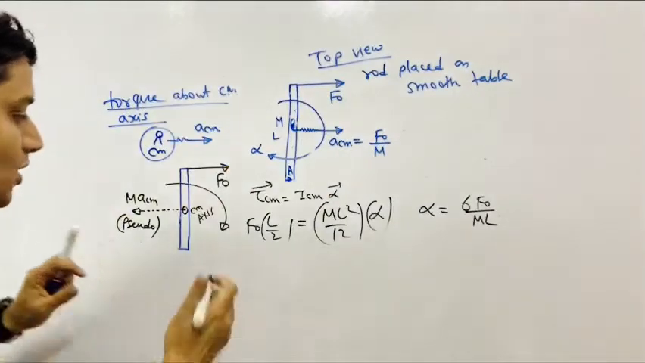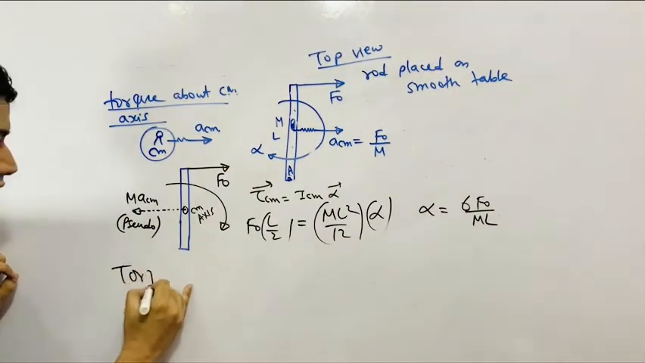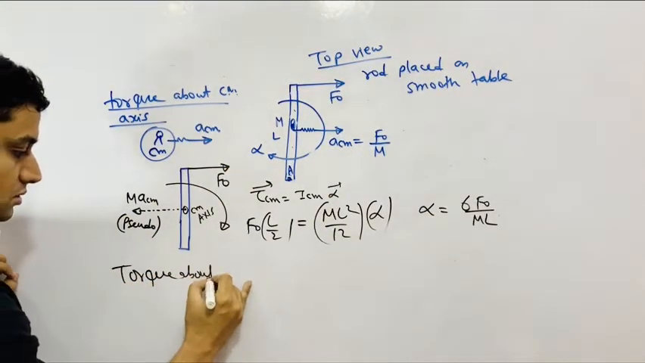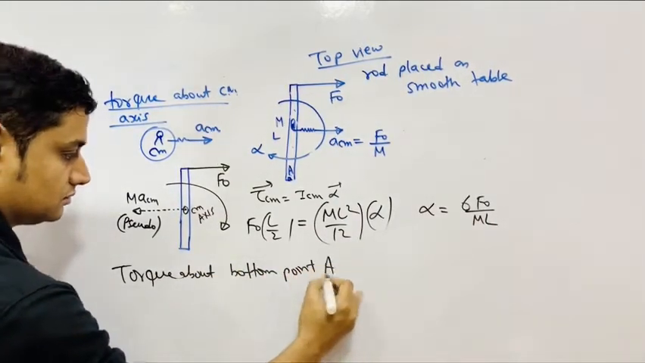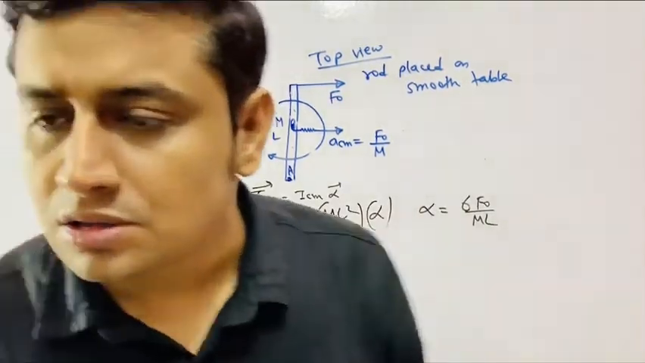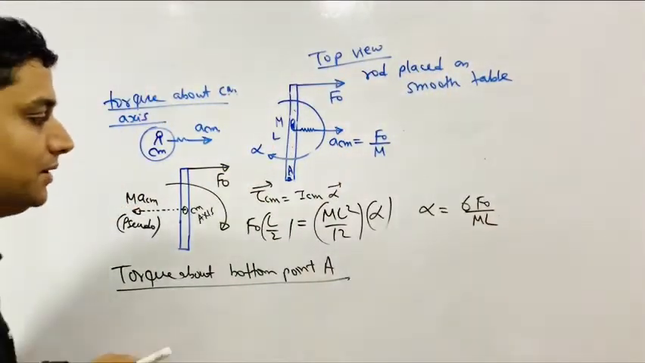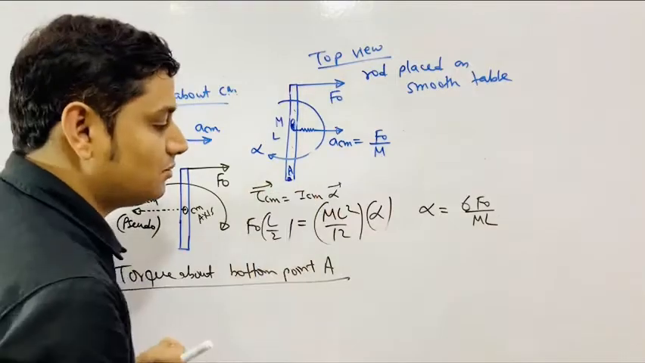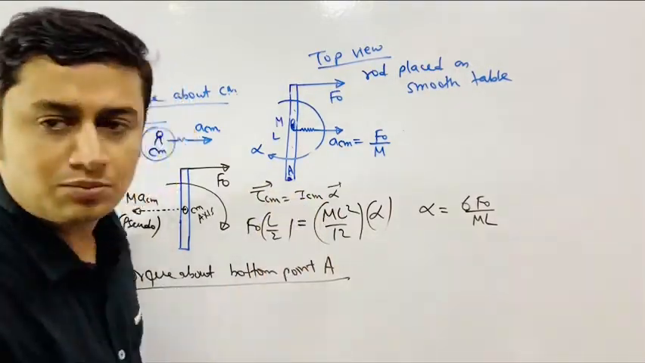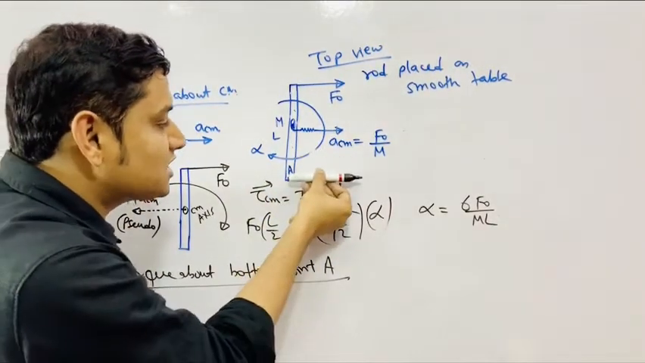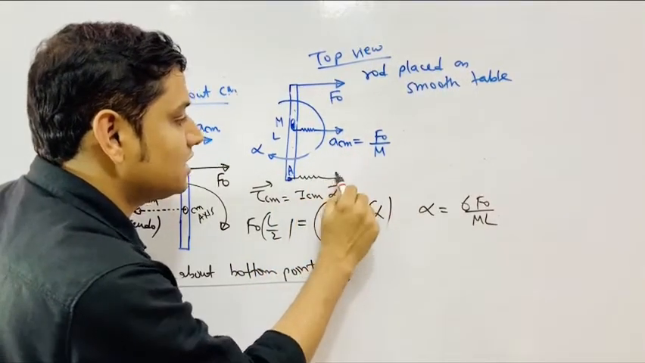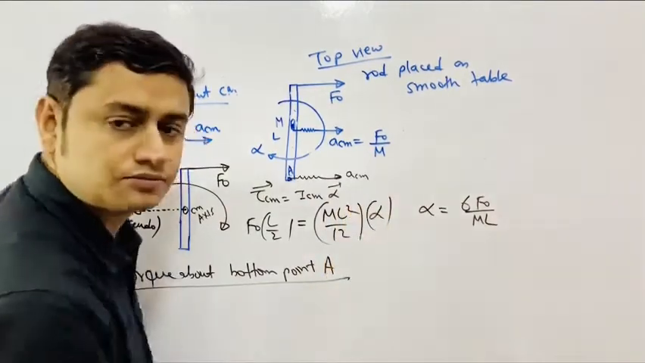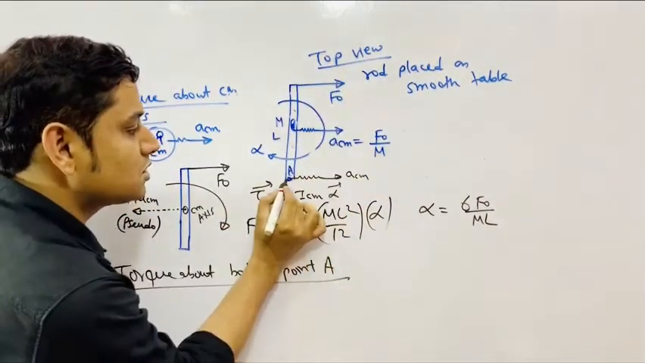Now suppose you do not want to do this. I want to find the torque about the bottommost point A. Now tell me, what is the acceleration of the bottommost point? One acceleration is due to translational motion. What is that? ACM. One acceleration is due to rotational motion, backwards.